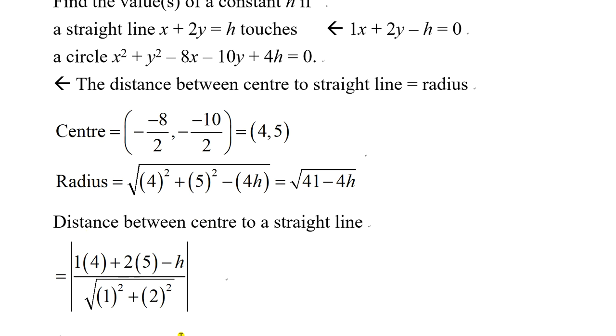And these two straight lines mean the absolute value sign. It means you just consider the magnitude of this expression. So it's a very powerful formula to find the distance between a single point and a straight line. Now you set this one equal to 41 minus 4h.